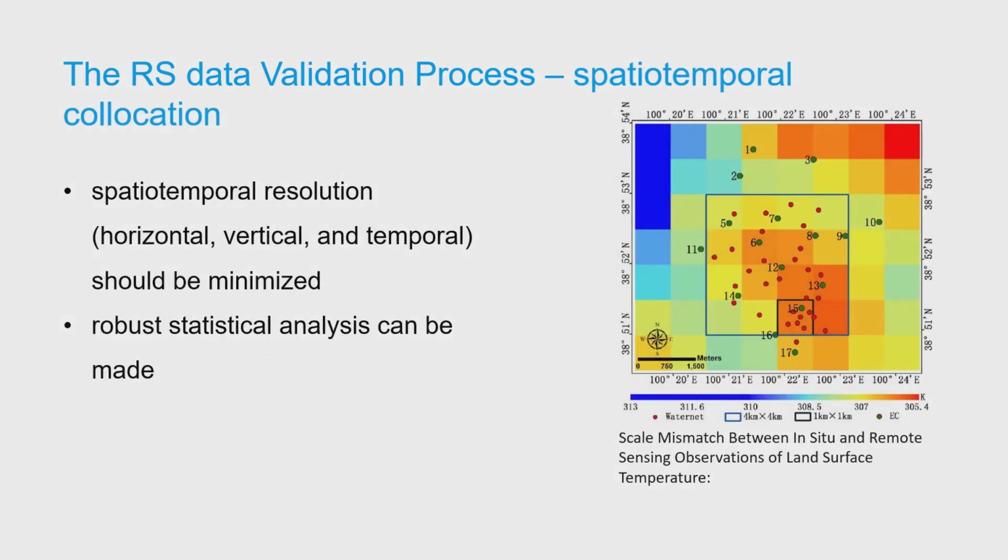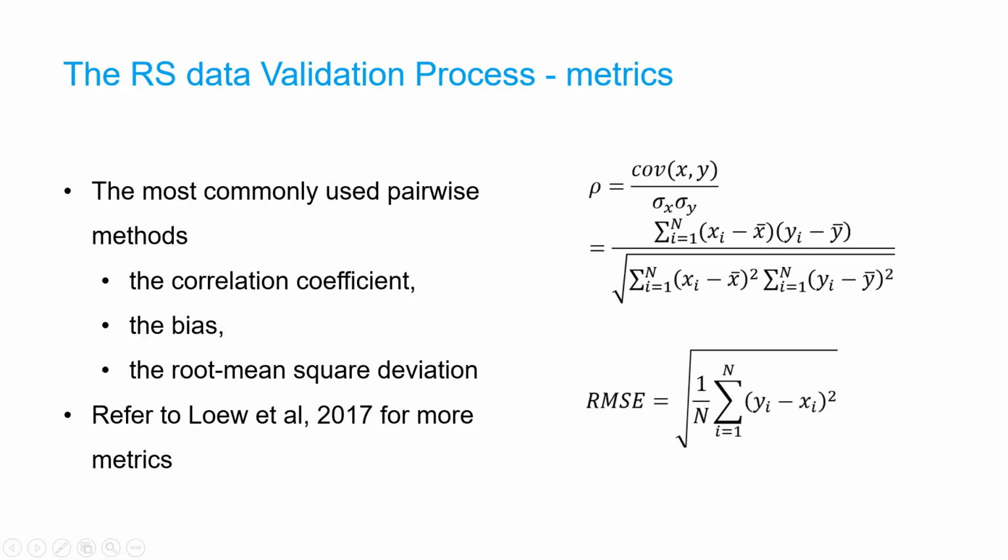The remote sensing data and the reference data should be close to each other relative to the spatio-temporal scale, and the differences in spatio-temporal resolution should be minimized. The amount of the data to compare should also take into account that robust statistical analysis can be made. Statistics computed from short duration of data are less reliable than those computed from long duration of data.